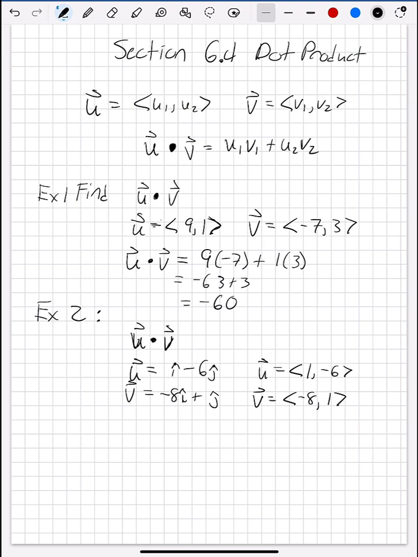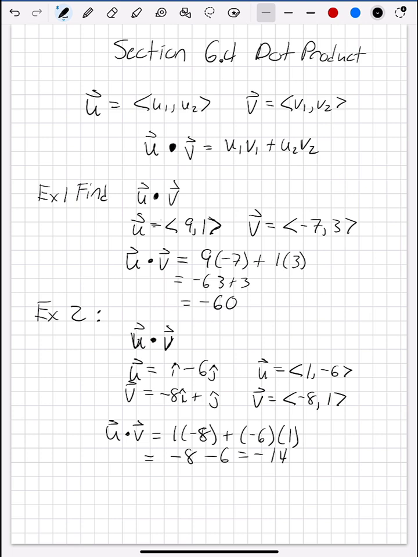Now I find u dot v. So I do 1 times negative 8 plus negative 6 times 1. I get negative 8 minus 6, which is negative 14. So again, I get a scalar value.